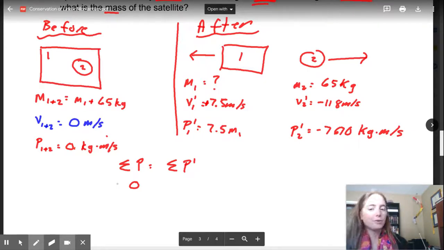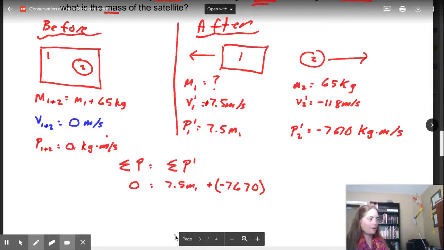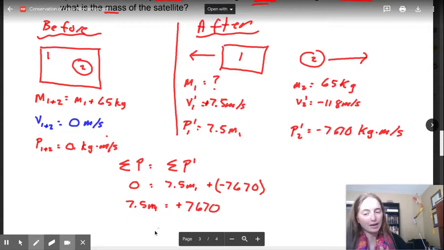Once we go from there, we're now going to set up what it is we have on this side. Well, I have 7.5 M1. That's as close as I can get to P1, plus my negative 7,670. Okay. Well, what I am going to do is add this over to the other side. So plus 7,670 on one side. 7.5 M1 is going to equal positive 7,670 because I added that over.